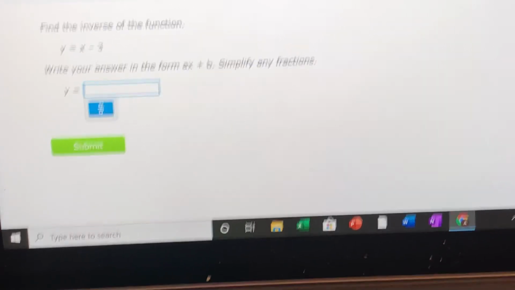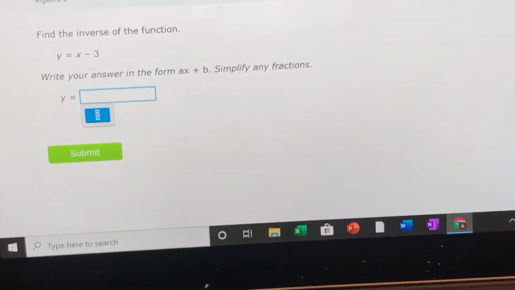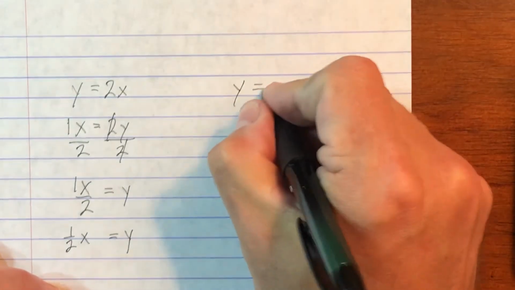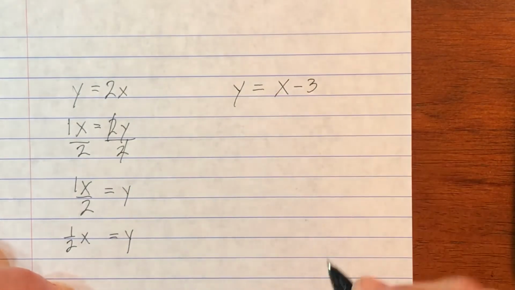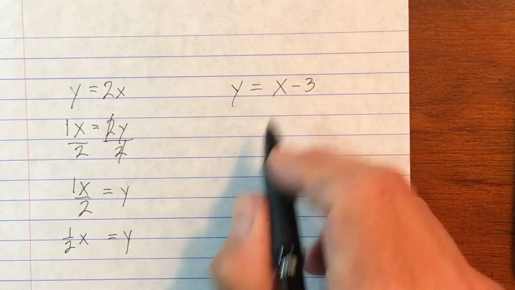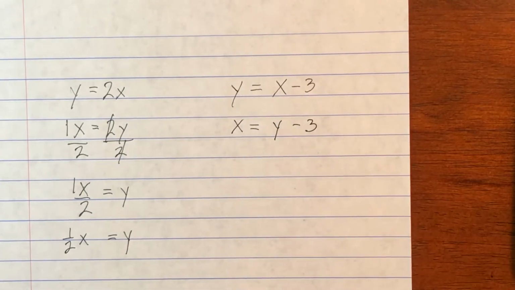Let's try another one. Find the inverse of the function. Y equals x minus 3. All right, y equals x minus 3. Let's do that over here. Y equals x minus 3. Swap the x and the y, so the x becomes the y and the y becomes the x. X equals y minus 3.